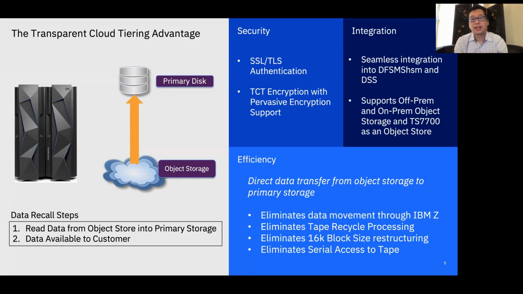So it makes more sense that the data that is being stored can maneuver the data both back and forth from the object storage. So this is the efficiency play. This is what transparent cloud tiering does. And this is the reason why we created this solution.